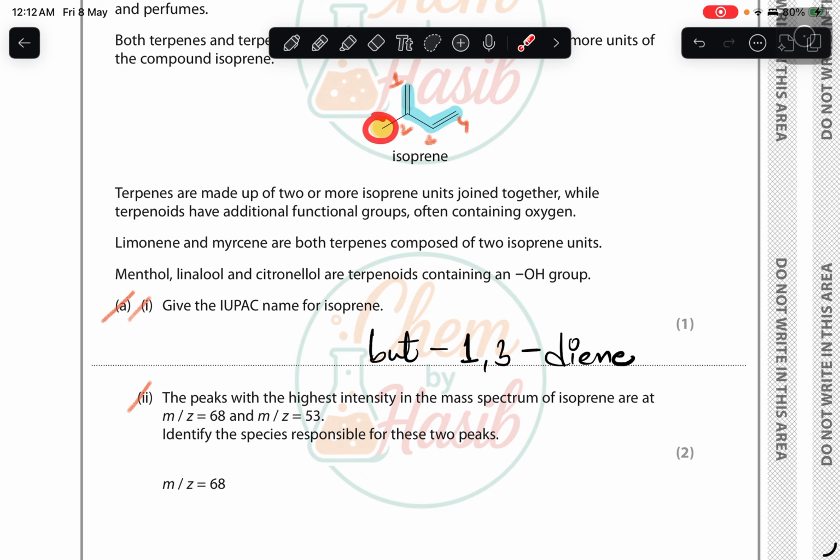And there is a methyl group on carbon number 2, so we write 2-methyl but-1,3-diene. And you must remember, there must not be a space between methyl and but. So it will be called 2-methylbuta-1,3-diene.